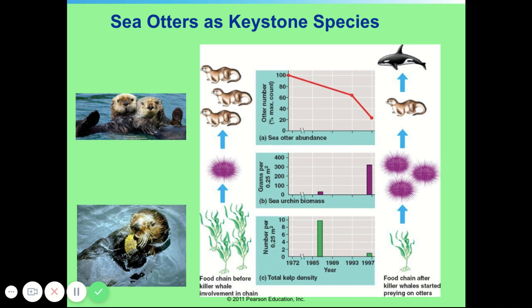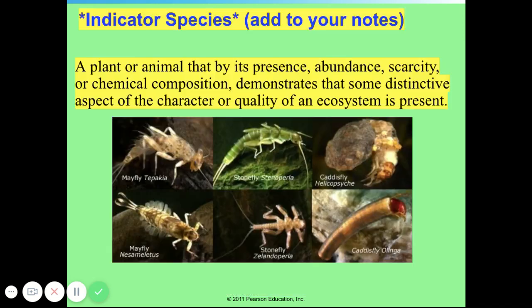The same thing has been observed with sea otters when they're removed. Their food source, the sea urchin, will increase, and they cause great damage to the kelp forest. So the otters help keep that balance in the community. So add this to your notes.